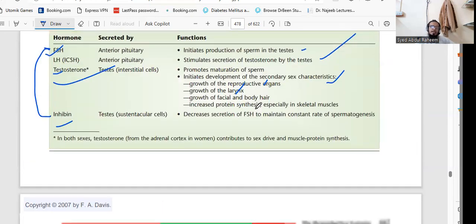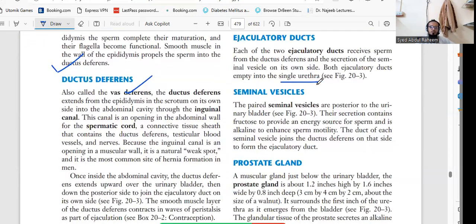So let's talk about seminal vesicles. They are posterior to the urinary bladder. This secretion contains fructose. So here, the seminal vesicle is the gland. It releases fructose to produce energy for the sperm and is alkaline to enhance sperm motility. The duct of each seminal vesicle joins the vas deferens on that side to form an ejaculatory duct. So the seminal vesicle will release fructose to the sperm. It will boost the energy, and the second is to enhance the motility.